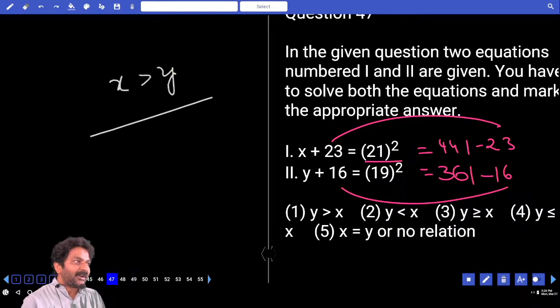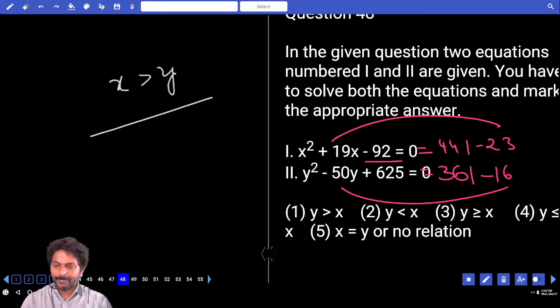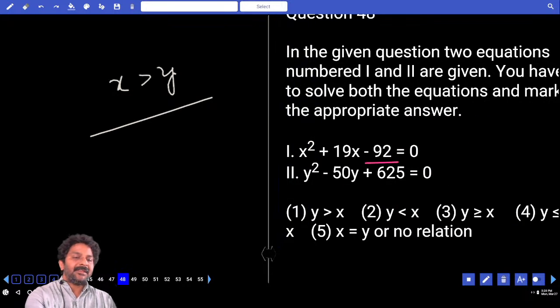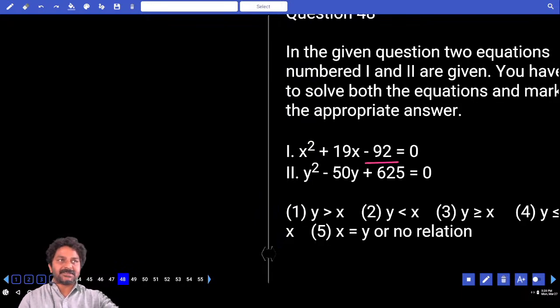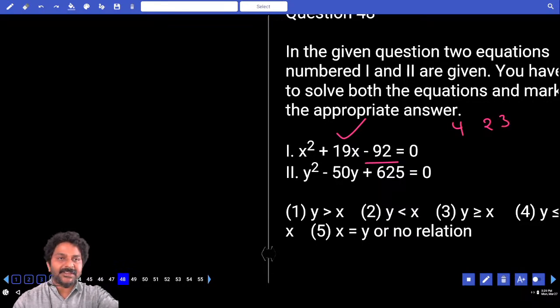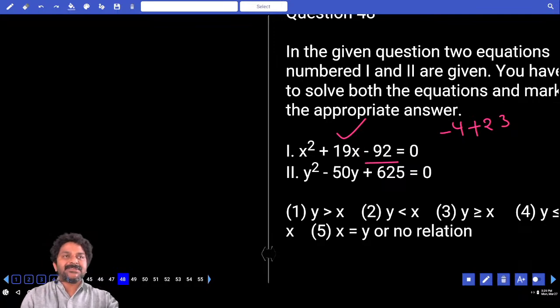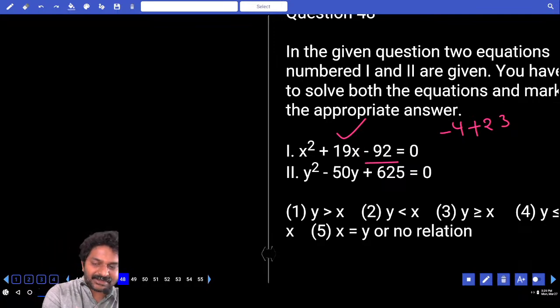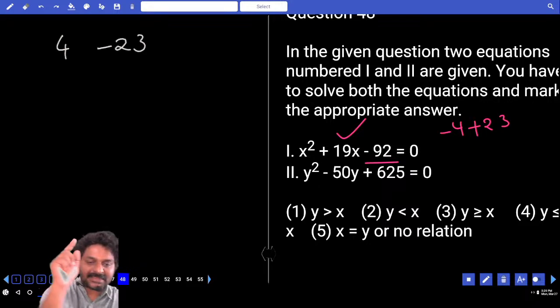One is more than 400, the other is less than 400. Product must be negative number. That means one positive, the other must be negative number. And sum must be 19. 92 can be written as 4 times 23. One positive, one negative must be there. Sum must be plus 19. So I will take minus 4 plus 23 as the combination. Correct? Factors become 4 comma minus 23.